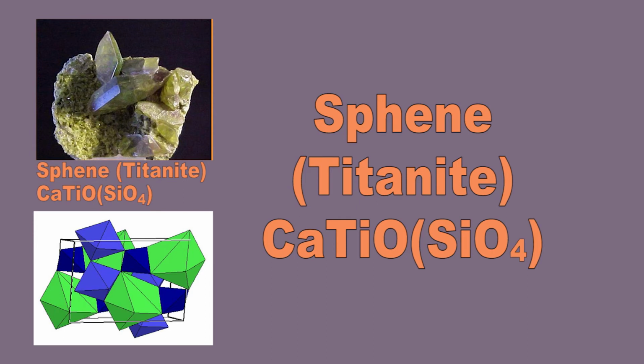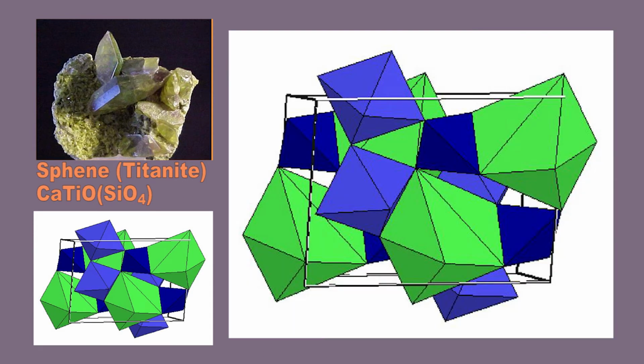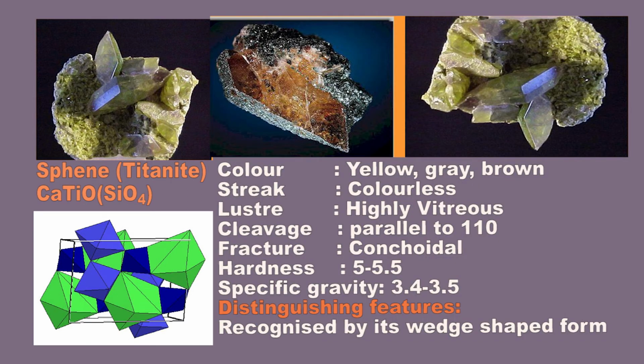Sphene, titanite, CaTiOSiO4. Physical properties: crystal system monoclinic, forms wedge-shaped crystals. Color yellow, gray, brown, streak colorless, lustre highly vitreous, cleavage parallel to one direction, fracture conchoidal, hardness 5 to 5.5, specific gravity 3.4 to 3.5. Distinguishing features: recognized by wedge-shaped form.